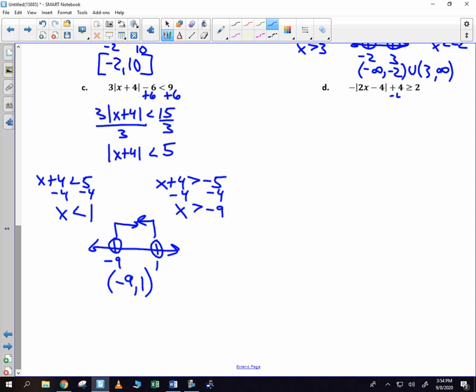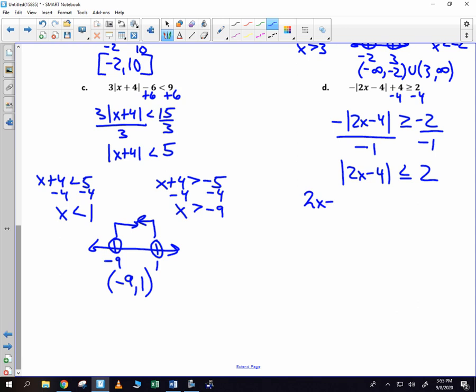And for the last one, we get negative absolute value of 2x minus 4 is greater than or equal to negative 2. Now divide off that negative 1, and you get the absolute value of 2x minus 4. Remember to switch the sign because you're dividing by a negative. Is less than or equal to 2. So 2x minus 4 is less than or equal to 2, and 2x minus 4 is greater than or equal to negative 2. Add the 4 to both sides. 2x less than or equal to 6. Divide by 2, x is less than or equal to 3.